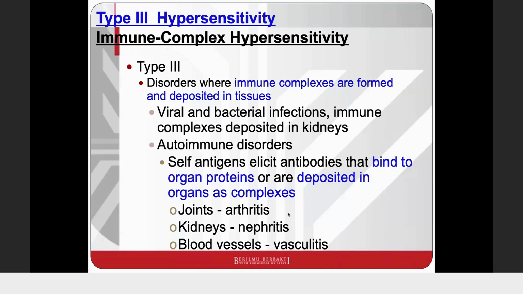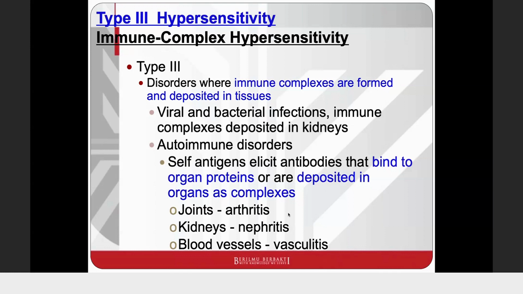So immune complexes in these infections can be deposited in various organs, such as the kidneys, especially, because the kidney has small blood vessels and also glomeruli, that can cause the immune complexes to be stuck there, right? So these are virus and bacterial infections.